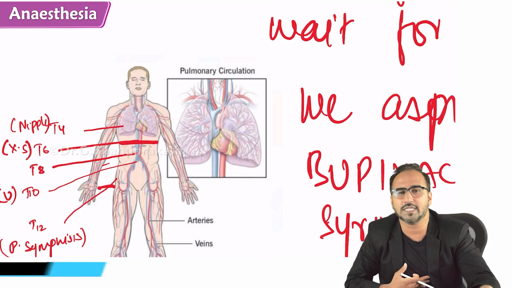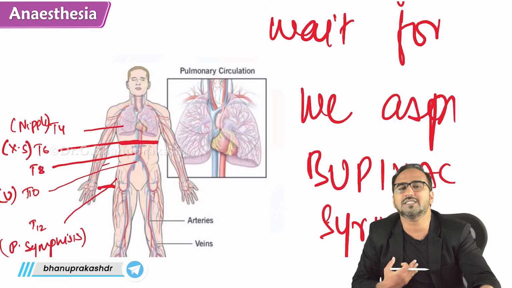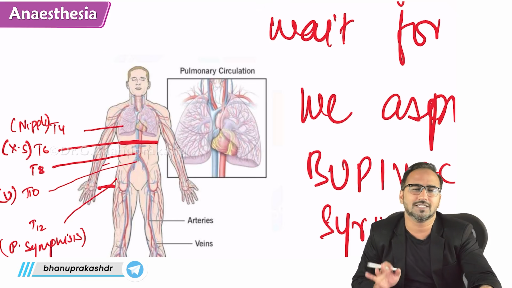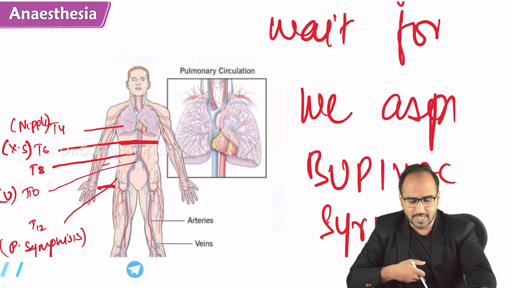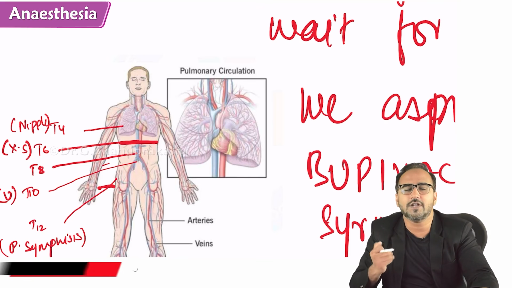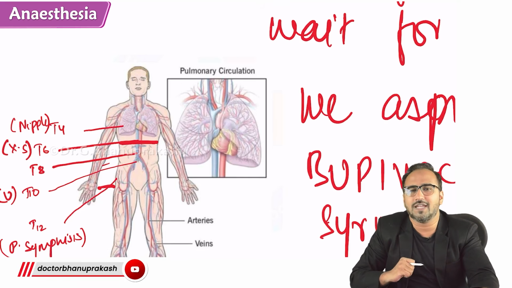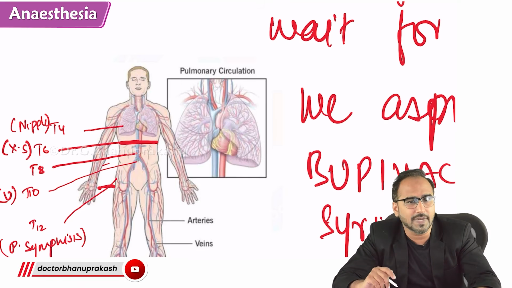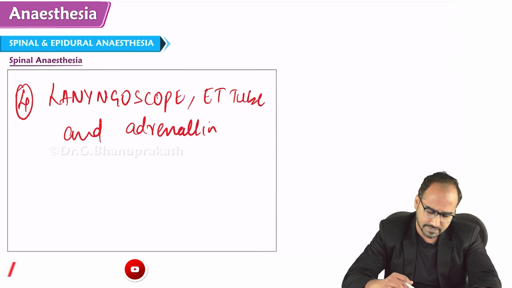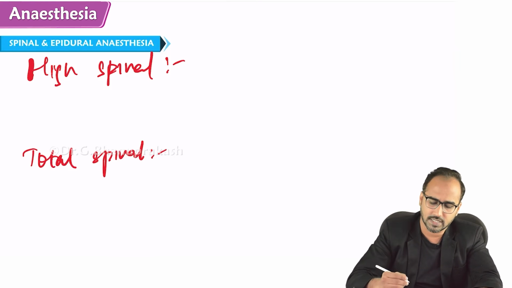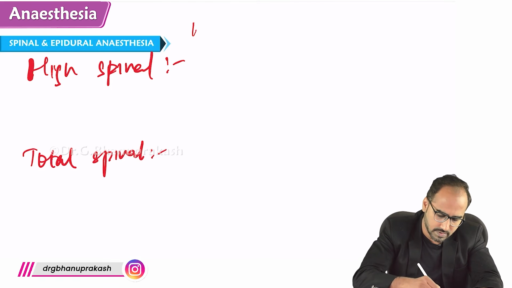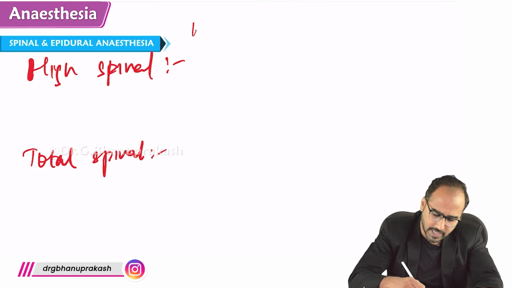Basically, you wanted T6 to be blocked, but as there are no sensations at T4, T4 is also blocked. So what is that complication called? Just look over here. What was your desired level? Your desired level was T6, but what have you achieved? You have achieved a higher level of T4. When your achieved level is higher than the desired level, that complication is called high spinal anesthesia. That complication is called what, guys? High spinal anesthesia. What is high spinal? I am writing from here. When the high spinal anesthesia is what?